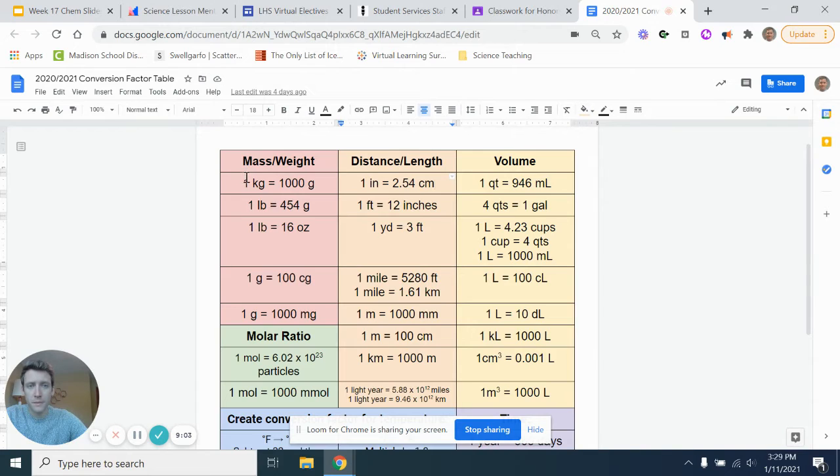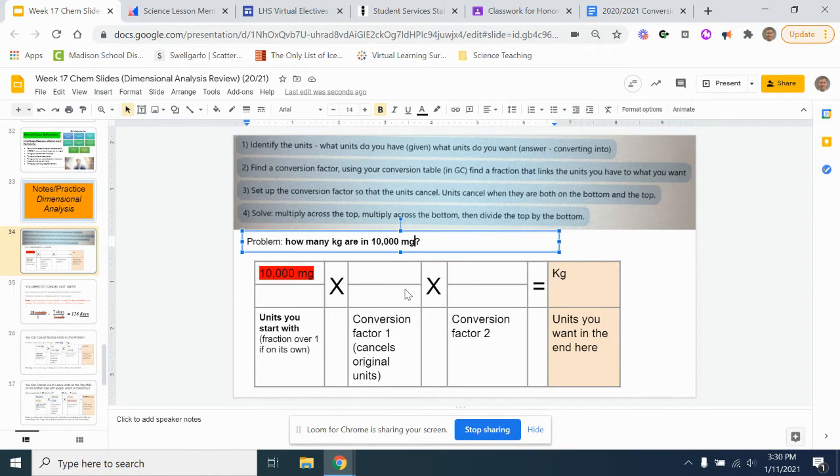Okay. I see that I have one that links kilograms and grams. And down here, I see that I have one that links grams and milligrams. So I'm going to need both of these to ultimately get from kilograms to milligrams using the unit grams in the middle. Because I know how many milligrams are in a certain amount of grams, and how many kilograms are in a certain amount of grams. If I translate into grams in the middle, I can ultimately get to what I want, which is kilograms. So let's do this one. I found my conversion factors.